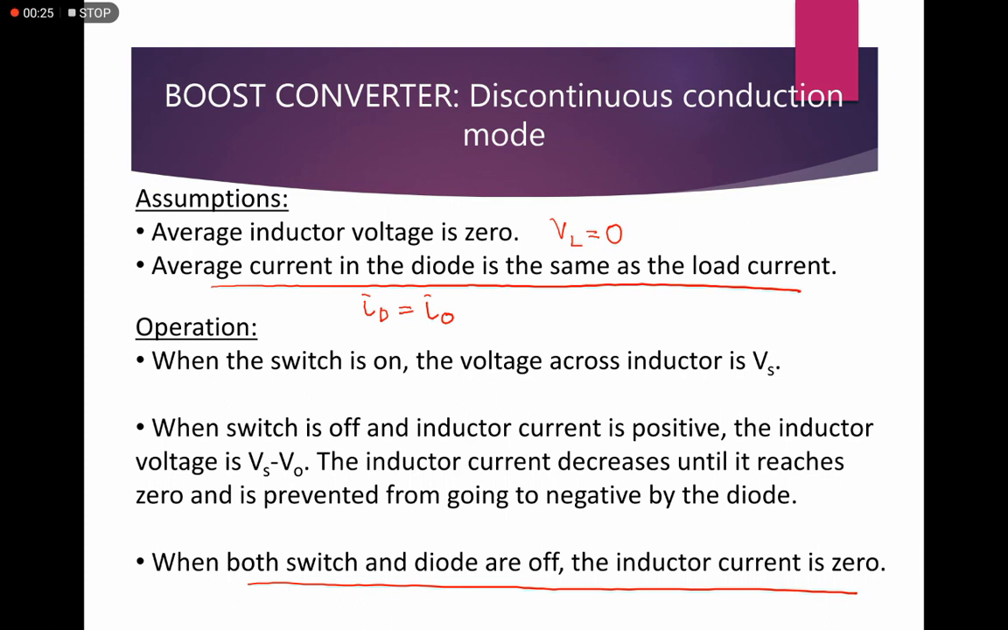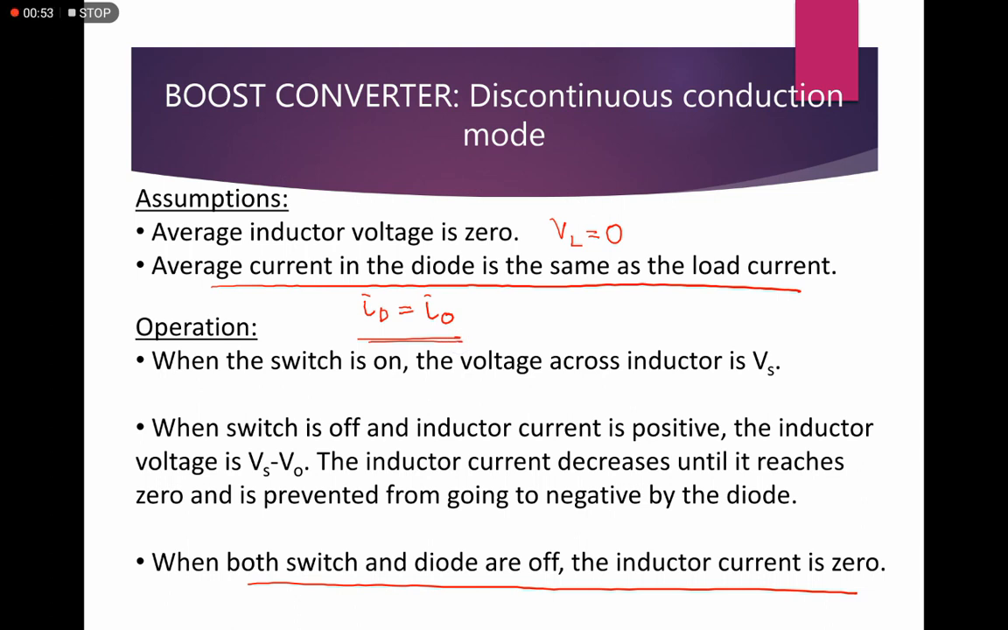Now we proceed to the next section, which is on the discontinuous conduction mode, the other operating mode for the boost converter. For DCM, the assumption that we need to make is that the inductor voltage is 0, so VL equals 0. Then we assume that the average current in the diode is the same as the load current, which is ID equals I0.